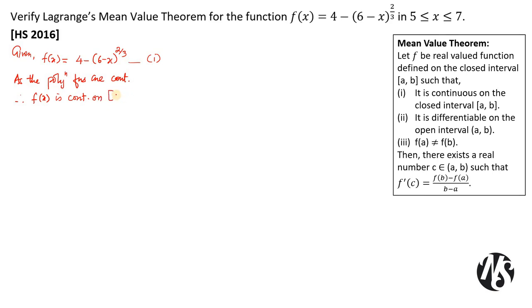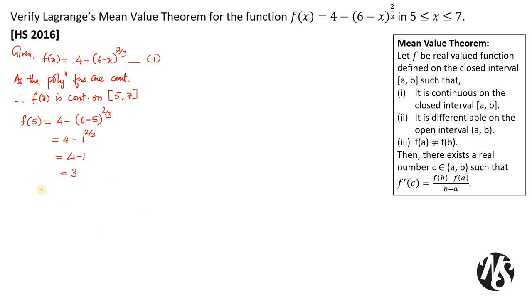What is the interval given to us? 5 comma 7, a closed interval. The first condition is satisfied. So I will find out what f(a) is, that is f(5). X goes to 5, so you get 4 minus (6 minus 5) whole to the power 2 by 3. 6 minus 5 is 1, and 1 to the power 2 by 3 is 1. So 4 minus 1 is 3.